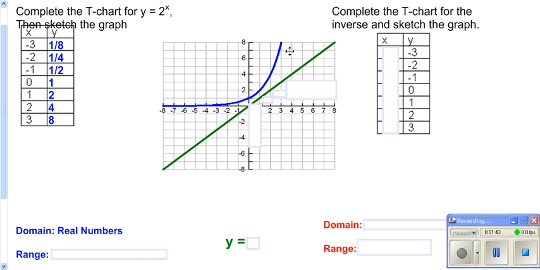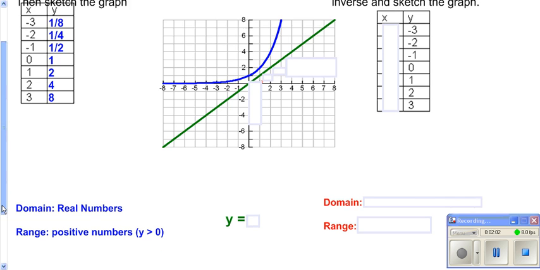But if you look at the types of numbers you get out, this goes off to the left and gets close to the x-axis, but never touches it and never goes below. So in other words, it's always above, always positive. So we're going to say it's positive real numbers, meaning since we're dealing with y, the output, we're going to say y is greater than 0.